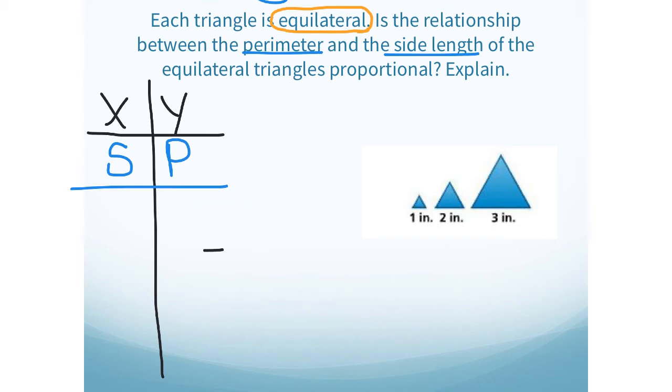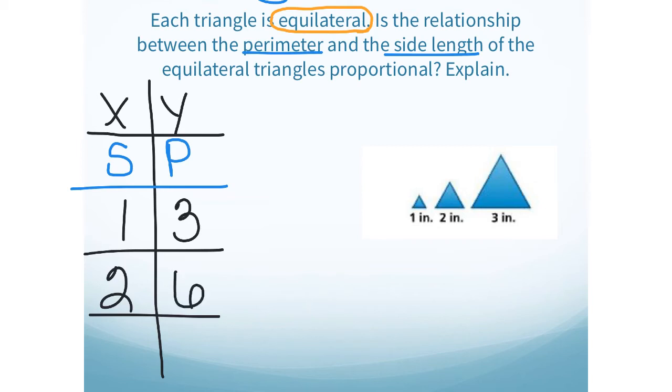Now let's look at our shapes. On our first one, we have a 1-inch triangle. And with it being 1 inch of a side length, our perimeter would be 1 plus 1 plus 1, which is 3. Our second triangle has a 2-inch side, and it's equilateral, so 2 plus 2 plus 2 is 6. And now our third triangle with a 3-inch side, and it being equilateral, 3 plus 3 plus 3 gives us a perimeter of 9.